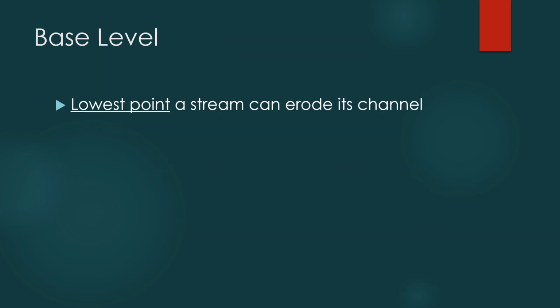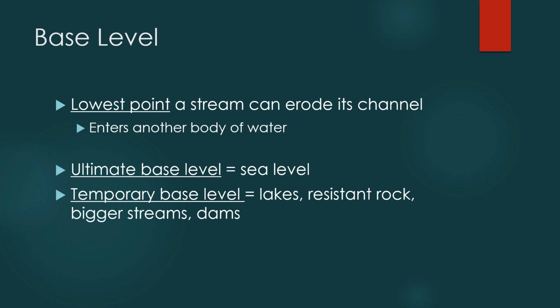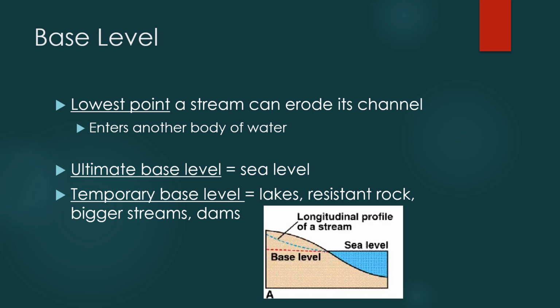So base level is just the lowest point that a stream can erode its channel to. Typically this is going to be when it enters another body of water. The ultimate base level, meaning the lowest point that any river on Earth can erode its channel to, is sea level. But there can be temporary base levels, like when a stream enters into a lake, or hits a layer of resistant rock that's not eroding very fast, when it enters another stream, or it could even be an artificial temporary base level when a river hits a dam.